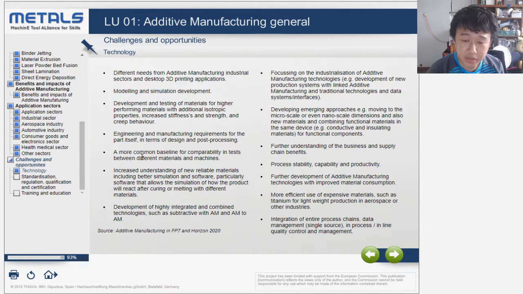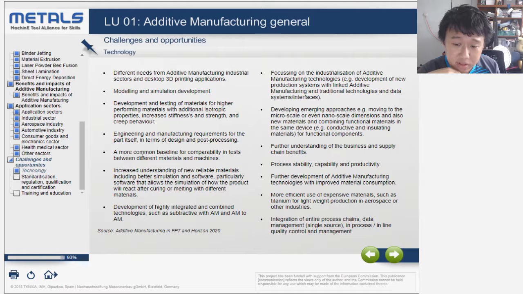Modeling and simulation development. Currently, there is quite a lot of development in the simulation. You have the Autodesk, you have ANSYS, you have Siemens, and you have lots of other smaller ones like Magics as well. Lots of people are creating modeling and simulation for additive manufacturing.